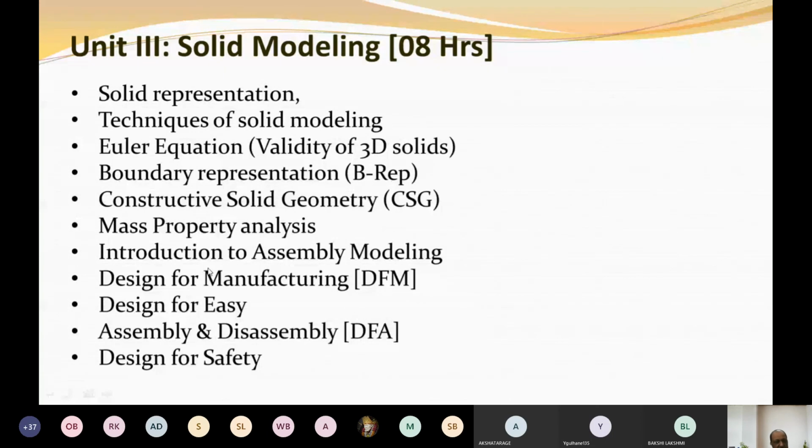So in such cases we have to see what the different parameters are which we have to consider for design for manufacturing. Similarly, design for ease of assembly and disassembly. That means once we assemble, disassembly means how we can disassemble the components one by one.